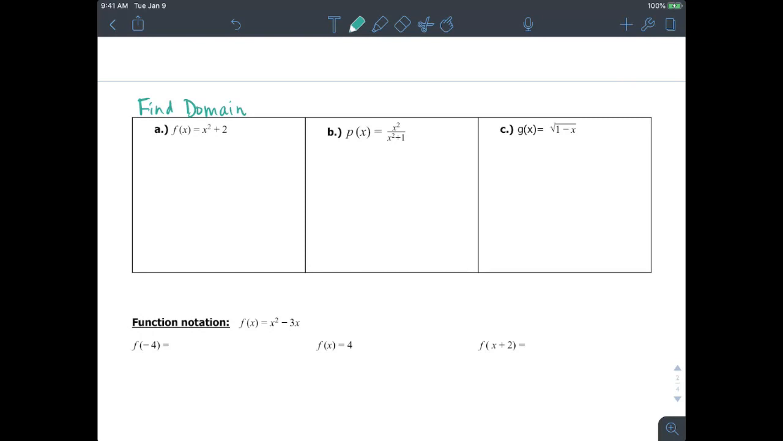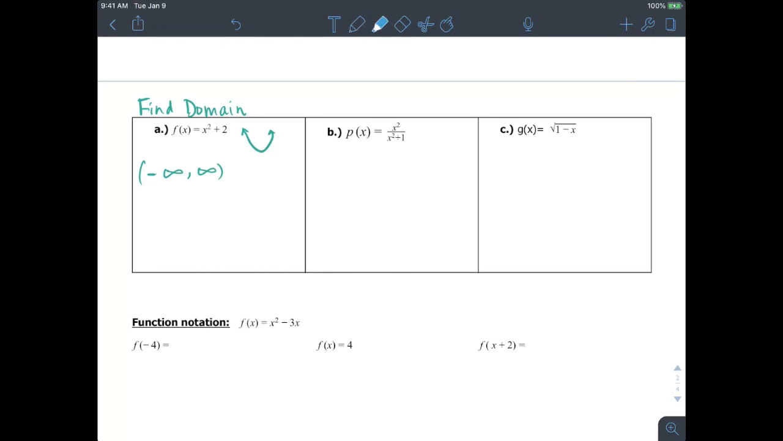X squared plus 2. What type of graph is that? Oh, that's a quadratic. It's going to look like this, right? Do we have any restrictions on a quadratic? No. So not in the x direction. So the graph extends to the left from -infinity to infinity. And that's it.